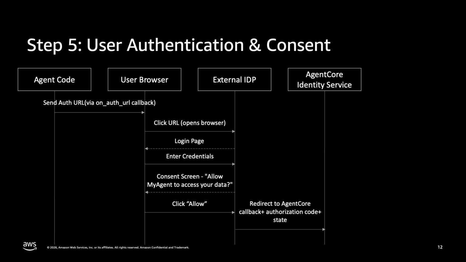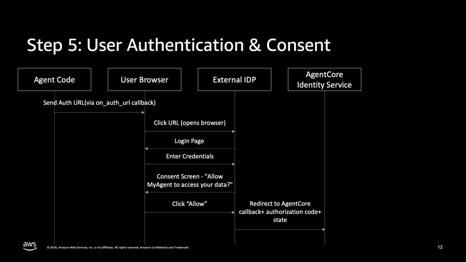The identity provider redirects to the callback URL that was registered. And remember, that's AgentCore's callback, not your app's. The identity provider sends the authorization code and state to AgentCore. This is the first hop.